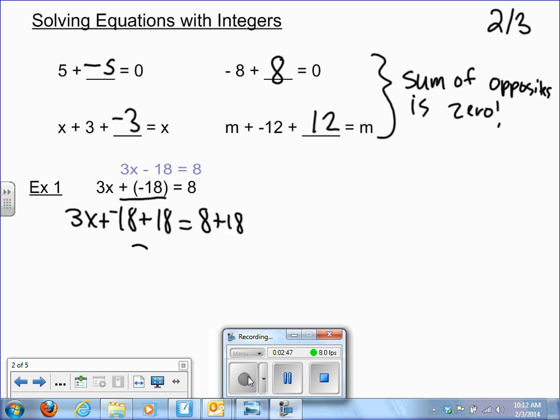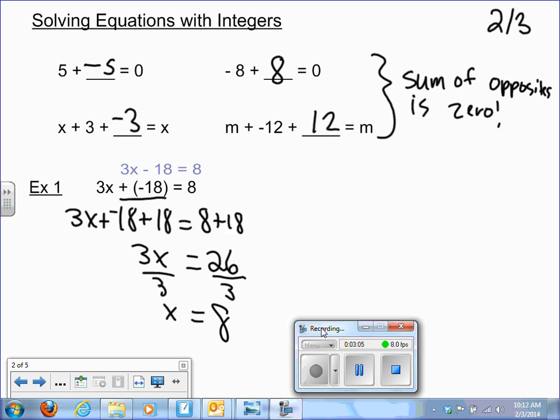So I'm left with 3x, and then 18 plus 8, kids, is 26. What are we going to divide both sides by, Hannah? 3. And we're going to get x equals 8 2/3. Good.